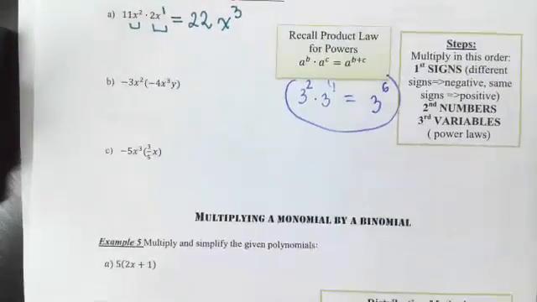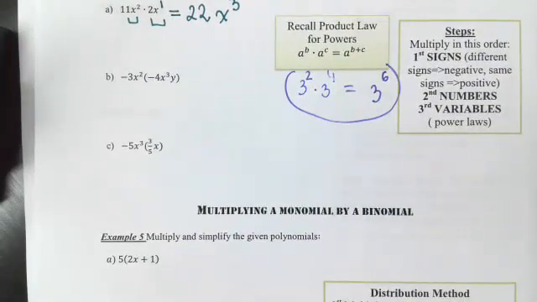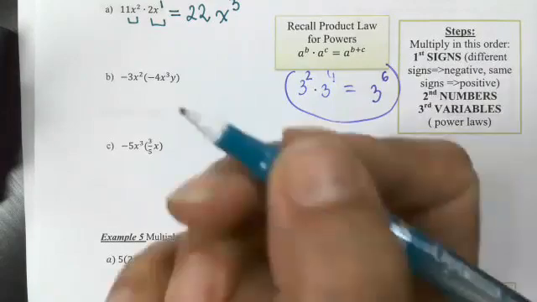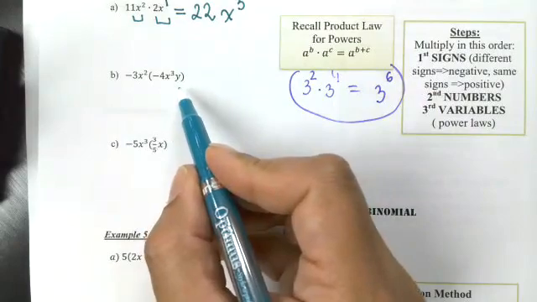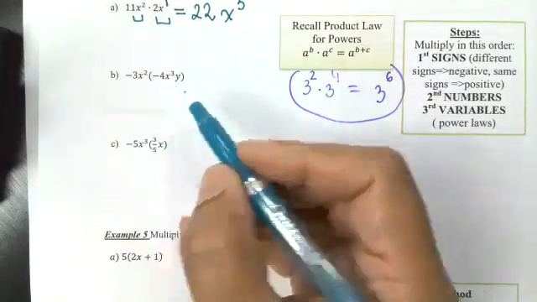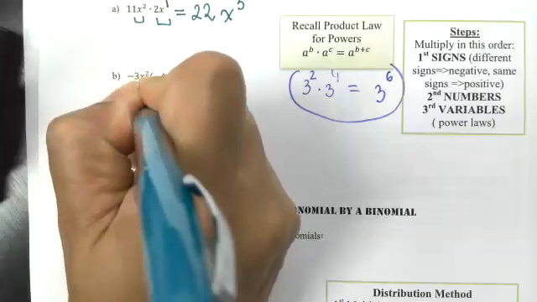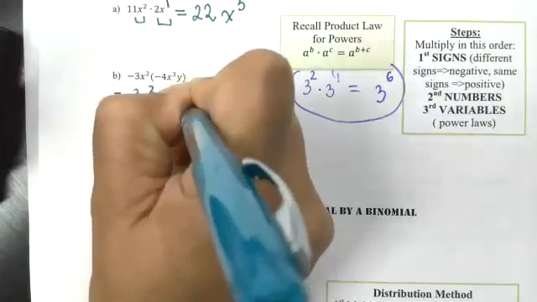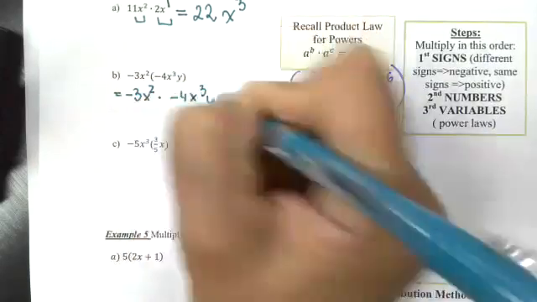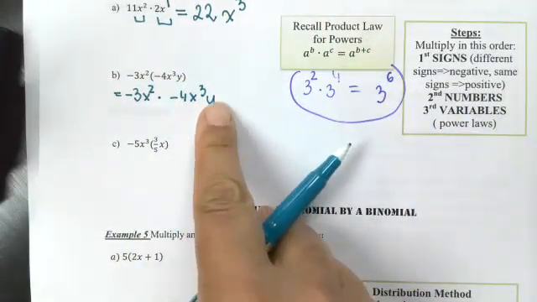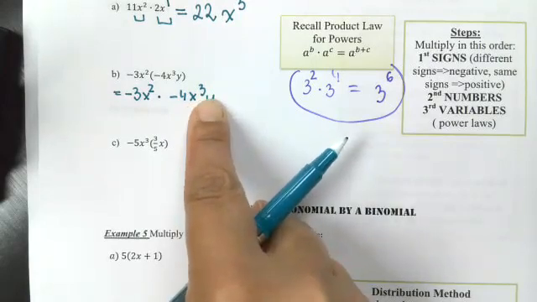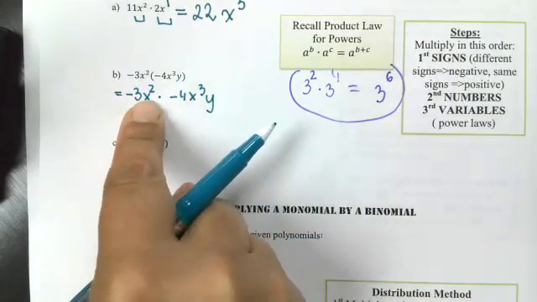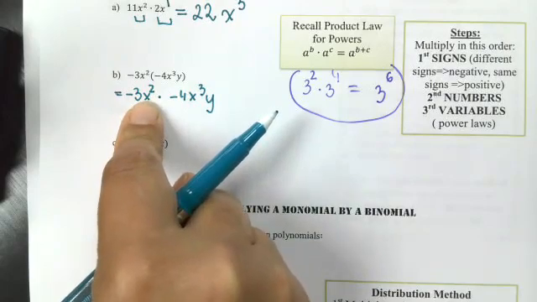Okay, next one. We're throwing in some signs now, and there's some negatives. Negative 3x squared times negative 4x cubed y. In this situation, the brackets really don't have an important meaning, so I can just rewrite that as this: negative 3x squared times negative 4x cubed y. In between the variables, the x and the y, it's times. Remember that, okay? You don't have to write the dot for times, but it is there. Between negative 3 and x squared, also times. We just don't write the dot that represents multiplication.